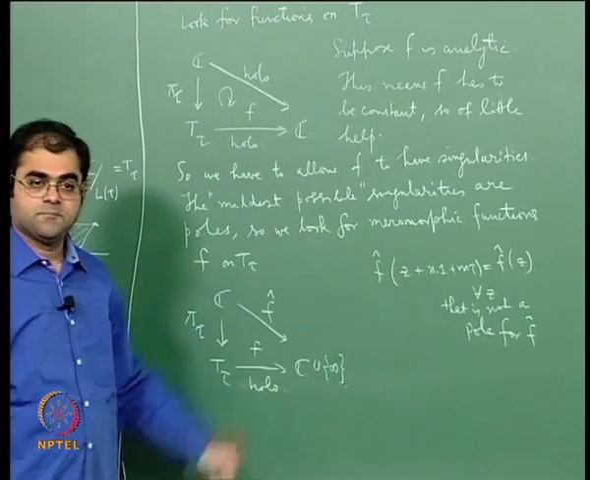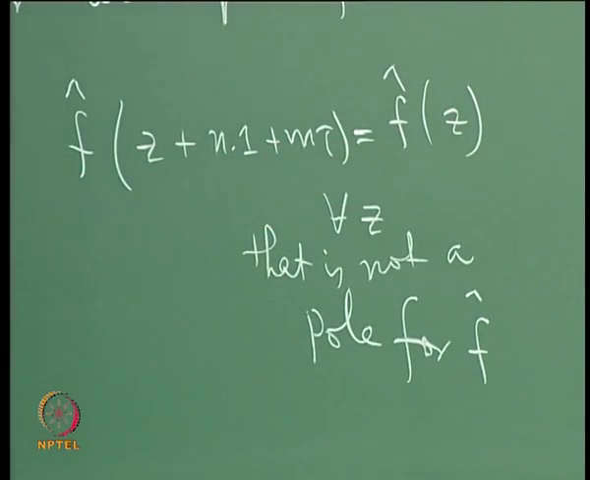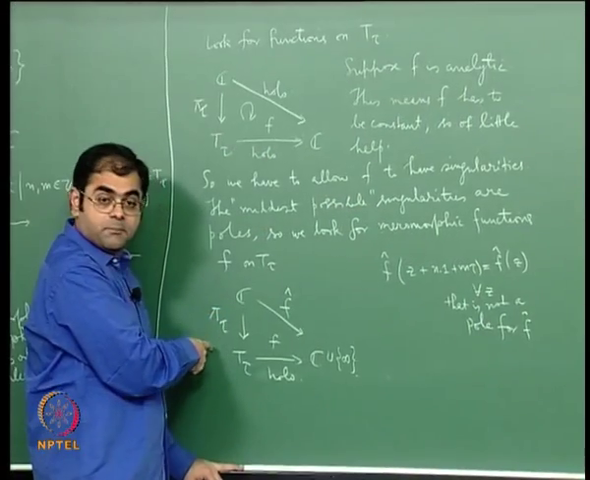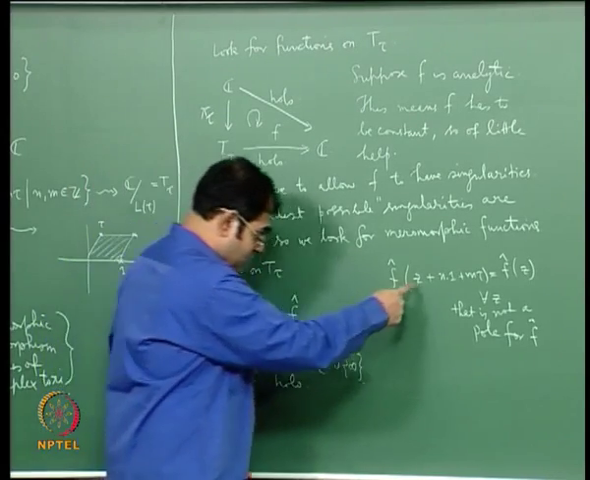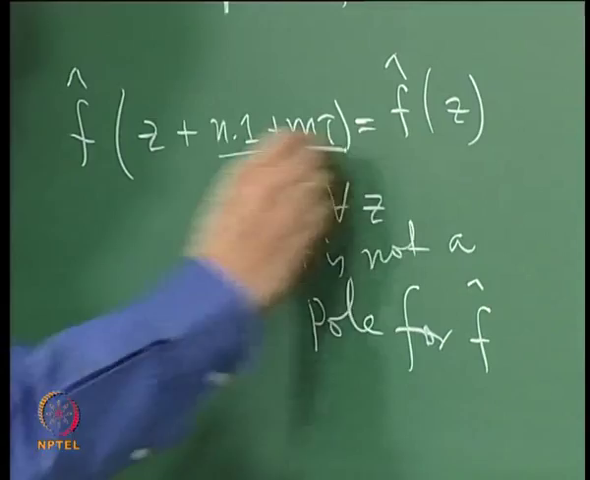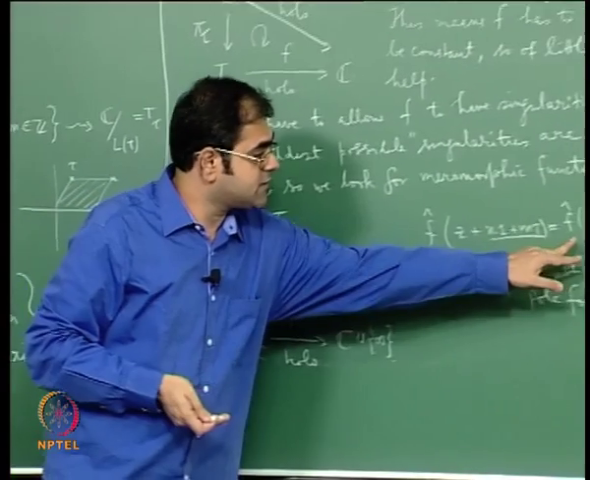Okay, this should happen, because after all these 2 points are going to be identified by this map, by this projection, because this point is a translate of that by an element of the lattice, and that is the group of translations by which you are modding out. So this function f has to satisfy this condition.